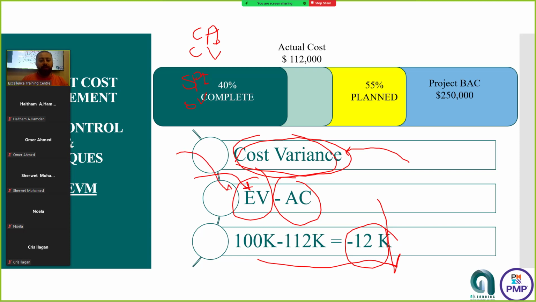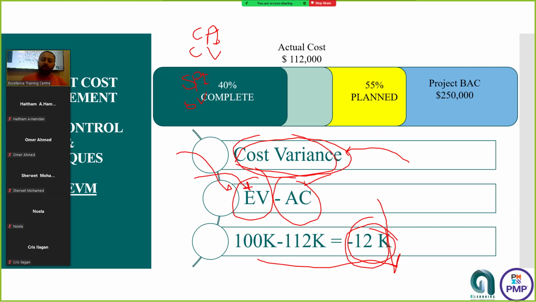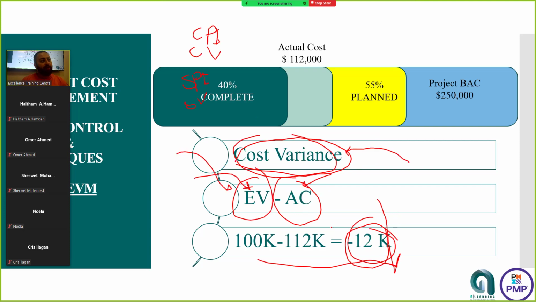So we have calculated the cost variance. It's minus 12K. Schedule variance, EV comes first, right? When it is about cost, I want to deduct the actual cost. When it is about schedule, I want to deduct what has been planned. So EV minus PV equals minus 37K. So are you ahead of schedule or behind schedule? Behind the schedule. Are you with a cost overrun or below budget? So both are negative, right? You are in a very bad situation, guys.